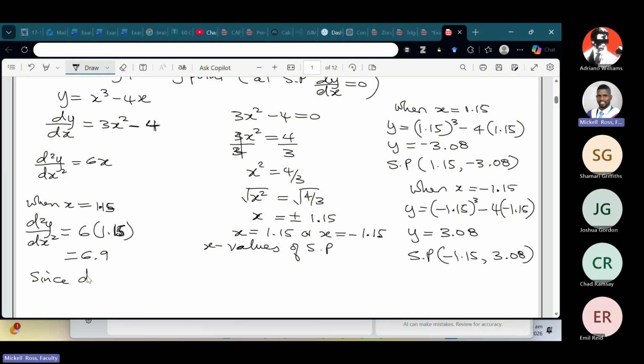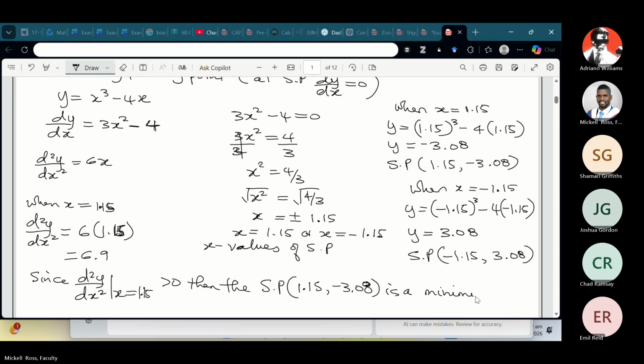So since this second derivative, at x equal to 1.15, is greater than 0, then the stationary point that is 1.15, negative 3.08 is a minimum, because 6.9 is greater than 0.